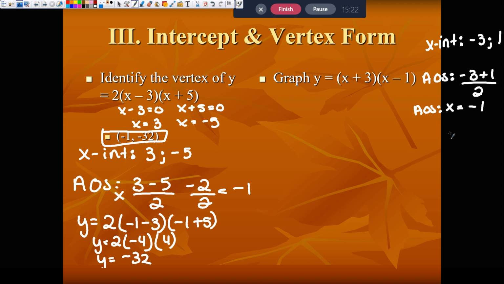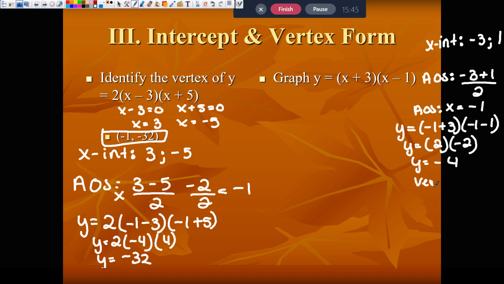Okay, so now I'm going to substitute negative 1 into my equation to find the y. So y equals negative 1 plus 3 times negative 1 minus 1. So y would equal 2 times negative 2, so y would equal negative 4. So my vertex is negative 1, negative 4.